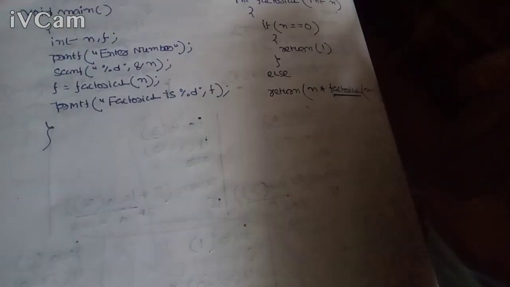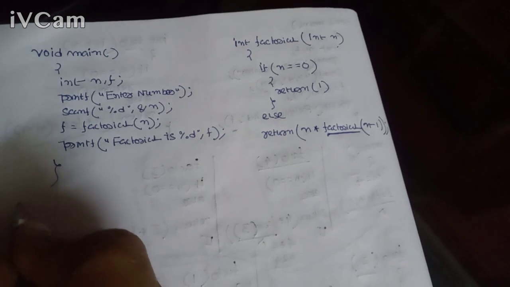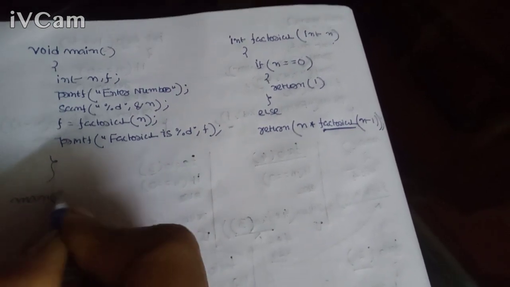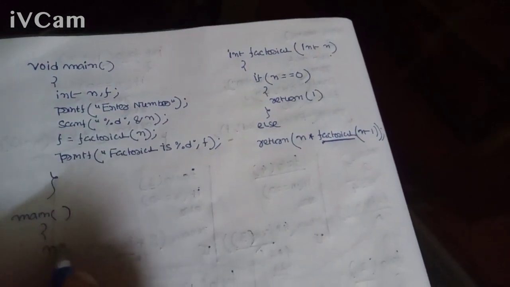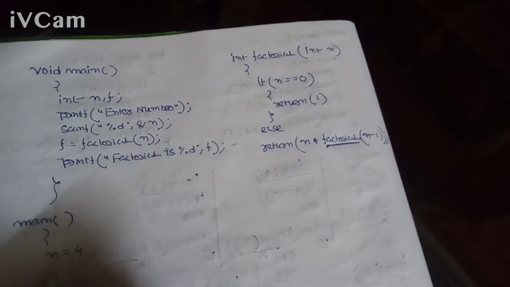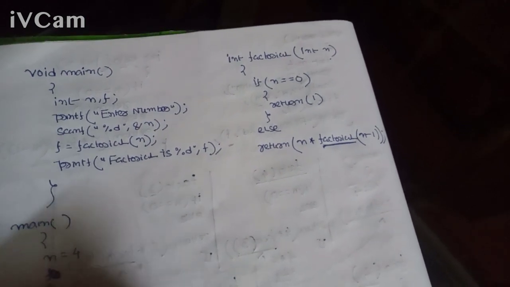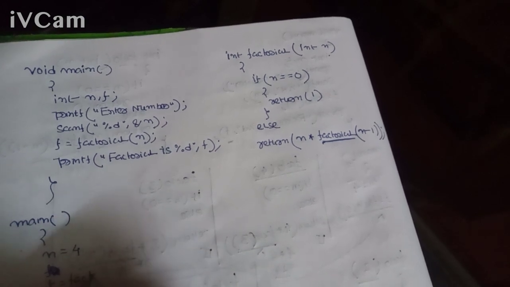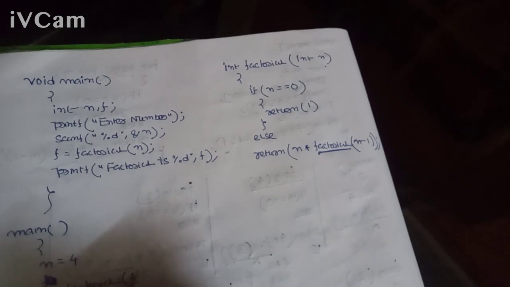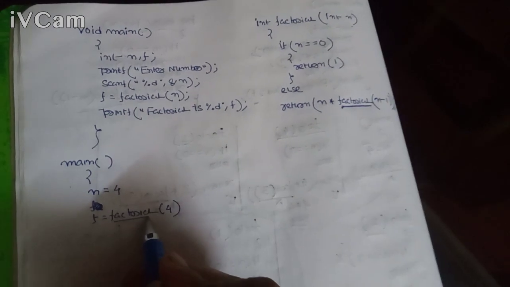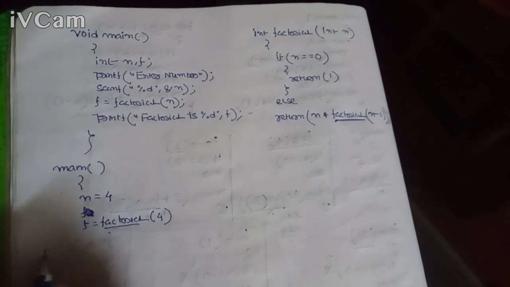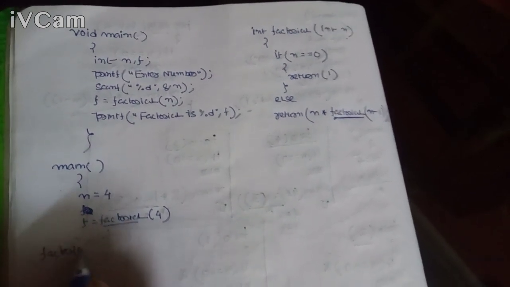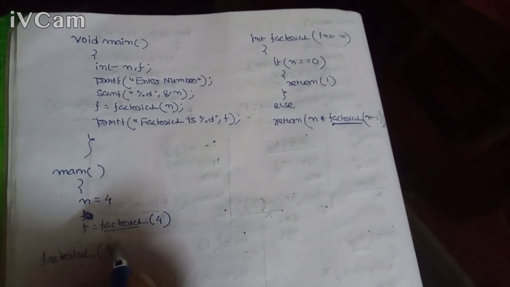Now, I just want to explain this one. Look at this. Suppose this one is my main function. In the main function, I put the number, like enter number. For example, the user puts n equal to 4. And finally, f equals factorial 4. So inside the main function, we call the factorial function. Whenever we call it, it actually calls this factorial function. So this one is my first call.